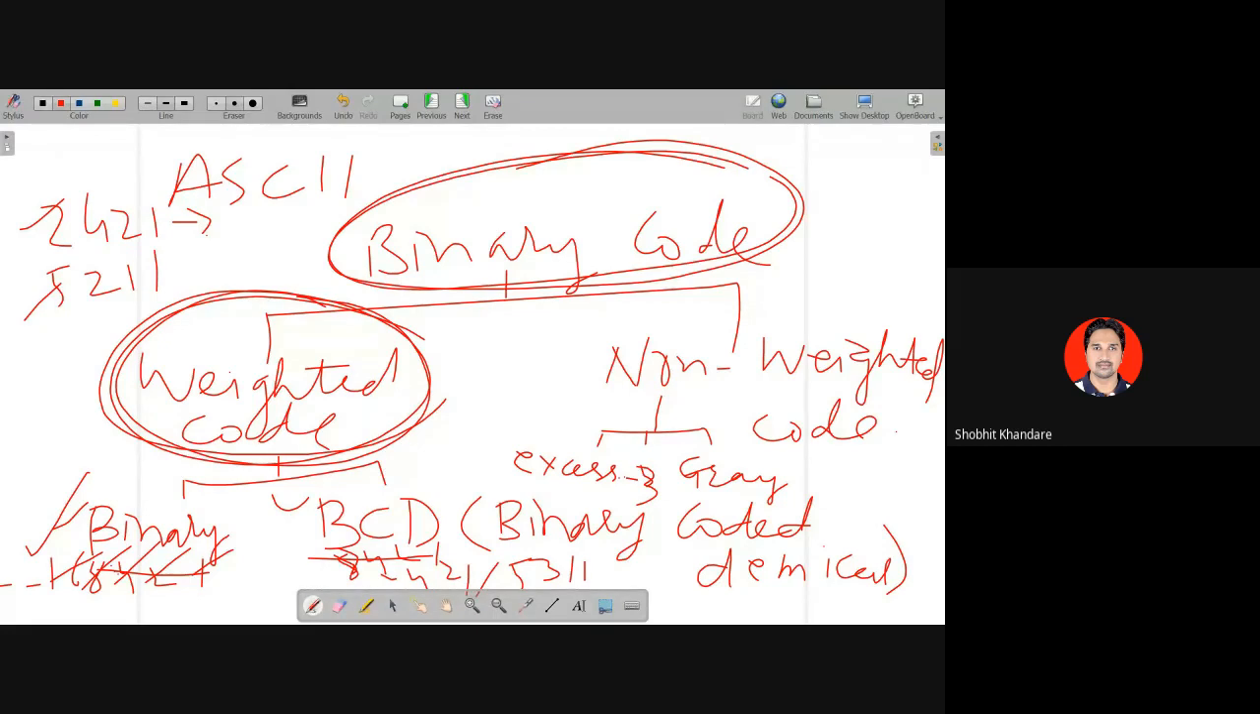Today we will be talking about the other codes also. So till now, does anyone have any doubt? If you have any query, ask me. If everything is fine, I can proceed further.